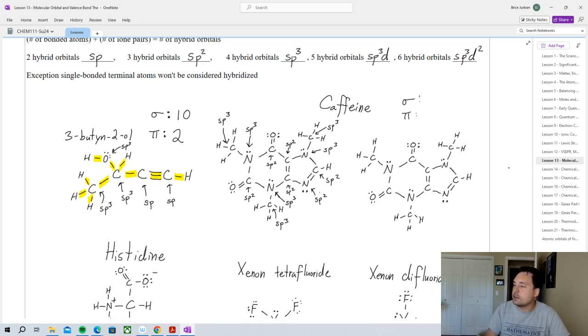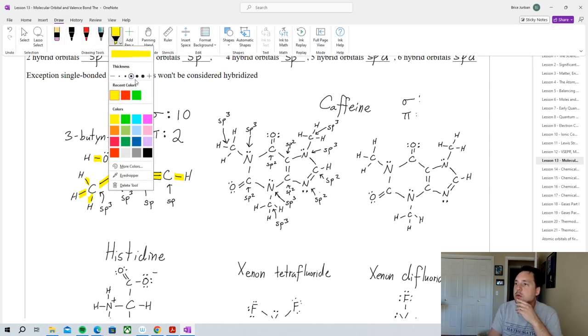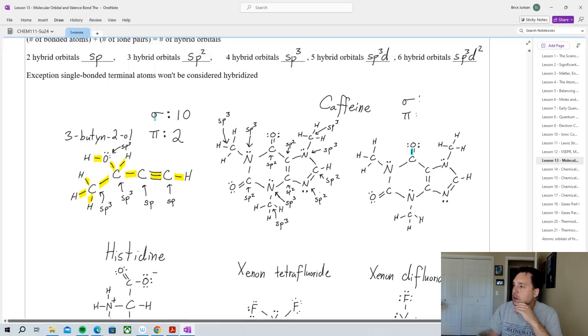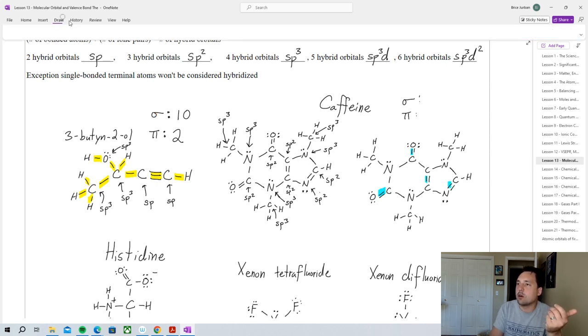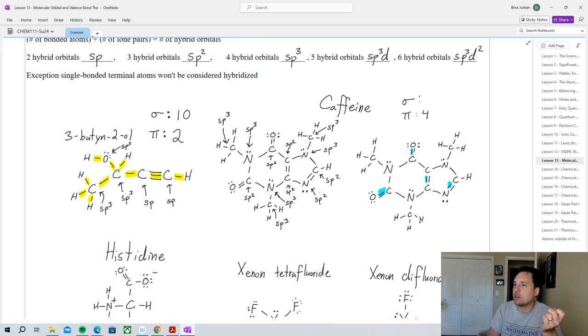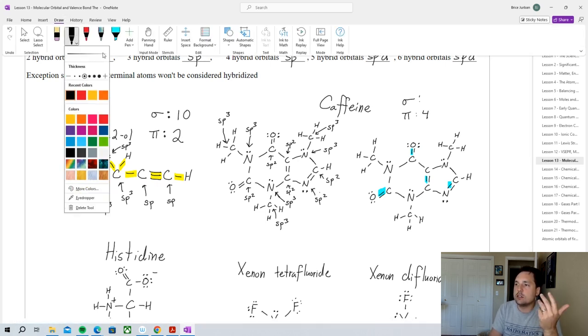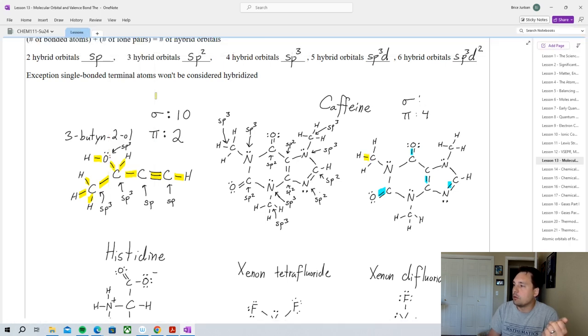So a pi bond is anytime we have a double bond, we're going to add 1 pi. So I'll draw that here in blue. So we have a double bond there, a double bond here, a double bond here, and a double bond here. So those double bonds are going to require us to have 4 pi bonds. But each of those double bonds also has a sigma bond in it too. And so we're going to also have to count those for the sigmas.